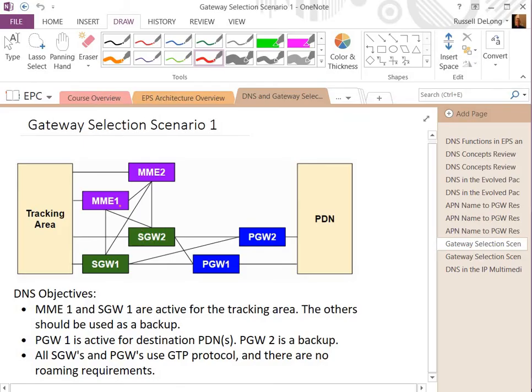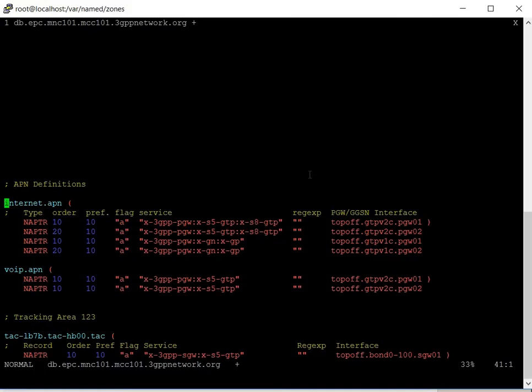And then quickly to go back, we've got MME1 prioritized for all the services we're advertising for it, SGateway 1 prioritized over SGateway 2, PGateway 1 prioritized over PGateway 2. And now I'm going to exit this zone file, and we are going to move to the other zone file and the other scenario.